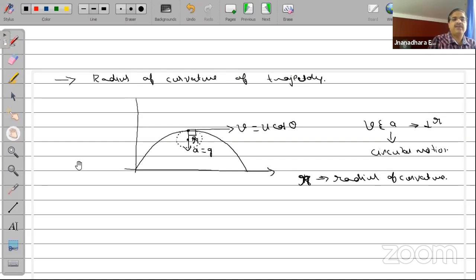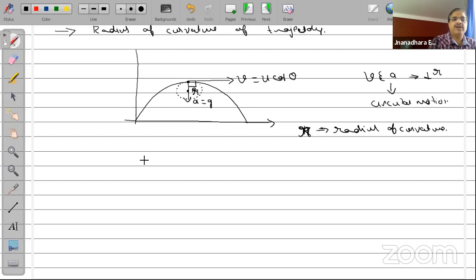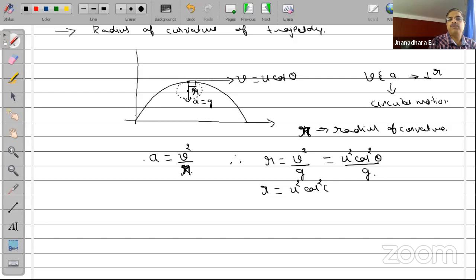Then how do I find this small r? Very important idea. Remember, you always say that acceleration will be equal to v square by r in circular motion. Am I right? v square by r. And therefore, r will be equal to v square by g in this case. v square is nothing but u square cos square theta by g. Right. So this in fact is the expression for the radius of curvature at the topmost point. Generally, you will be tested at the topmost point. So I'm only giving you the expression for that now.